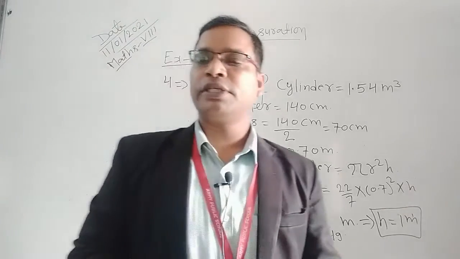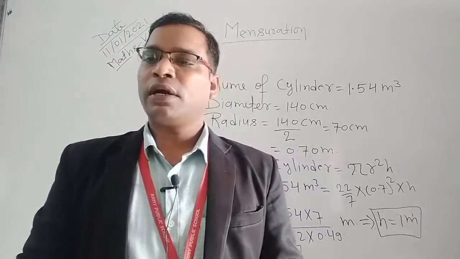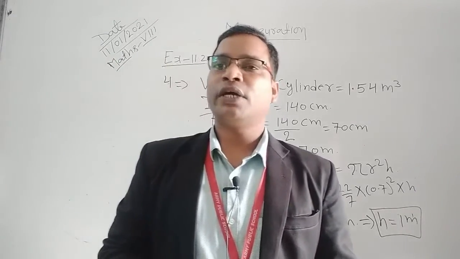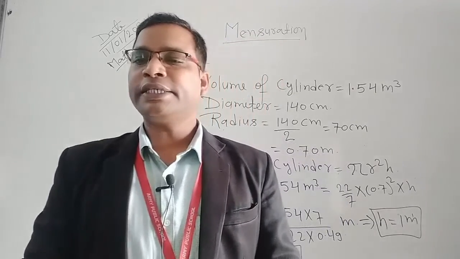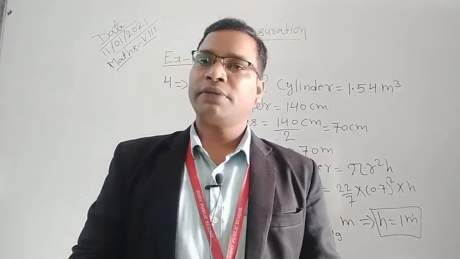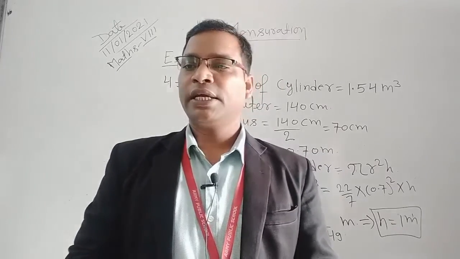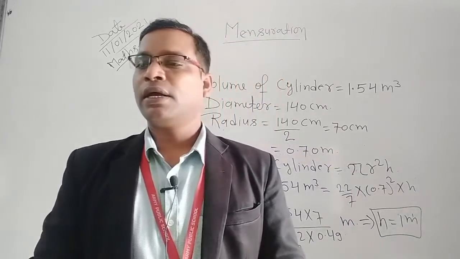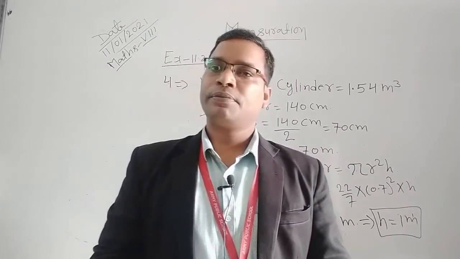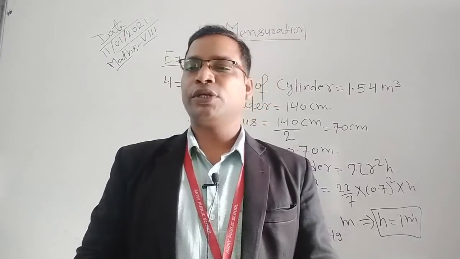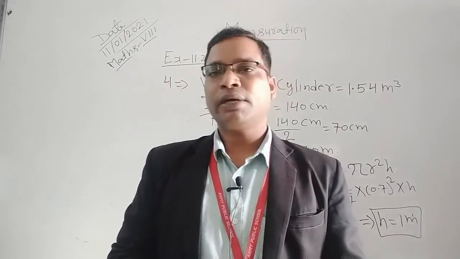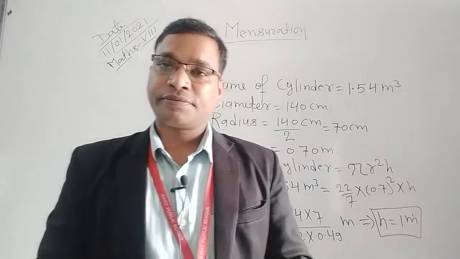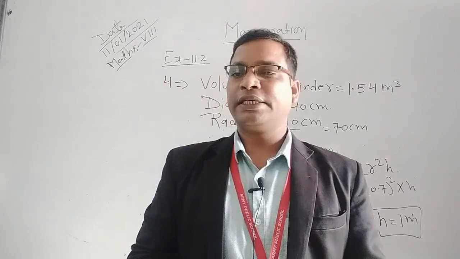Now, the next question is that the floor of a building consists of 3000 tiles which are rhombus shaped, and each diagonal is 45 centimeters and 30 centimeters in length. Find the cost of polishing the floor at the rate of 4 rupees per meter square. In this question, the number of tiles is given, 3000, and the diagonals of each tile are given, 45 centimeters and 30 centimeters.